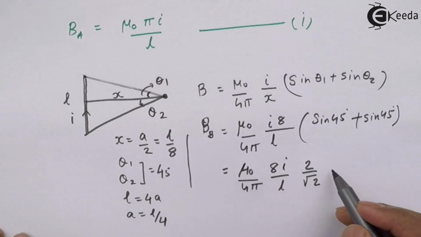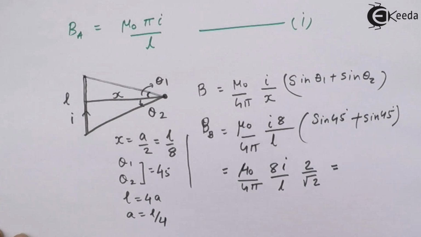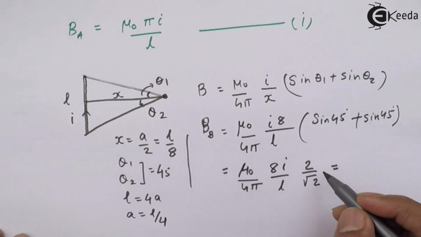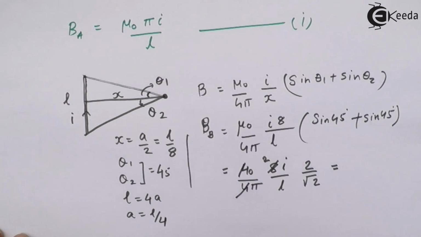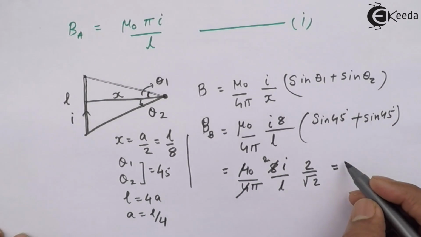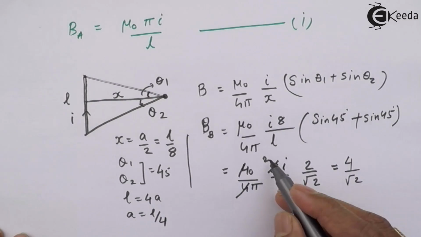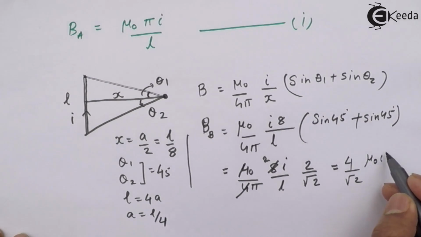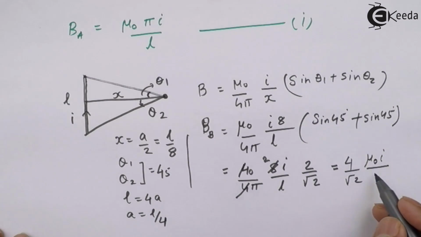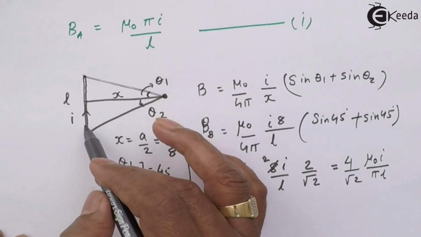If I solve this, then this becomes 4 to the 8, this will be 4 upon root 2, 2 to the 4, 4 upon root 2, mu naught I divided by pi L. This is due to contribution from only one side.